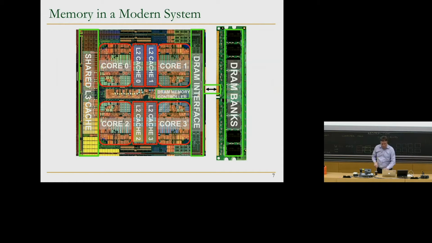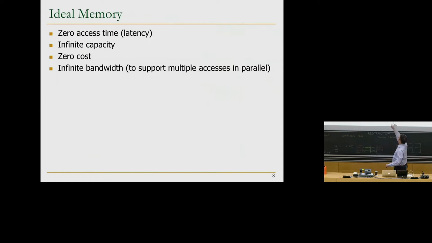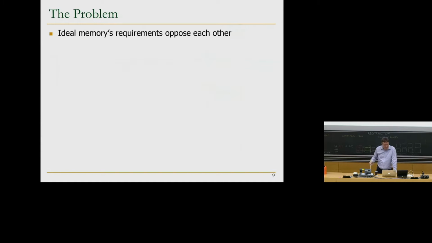And remember, our ideal was that we have 0 access time, infinite capacity, 0 cost, and so on. Not going to happen, because the ideal memory's requirements clearly oppose each other. So bigger is slower, that we already discussed. Faster is more expensive, we cannot afford to do it.